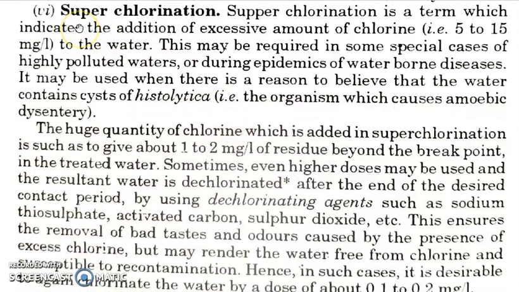Now this is another one called super chlorination. This is a term which indicates the addition of an excessive amount of chlorine. Super, that is the name, super, 5 to 15 mg per liter. Now you can imagine why we need super chlorination. Only in some special cases, where there is highly polluted water, or during the spread of some epidemic waterborne diseases in the area. In such cases, as a precautionary measure, you have to add more chlorine, right?